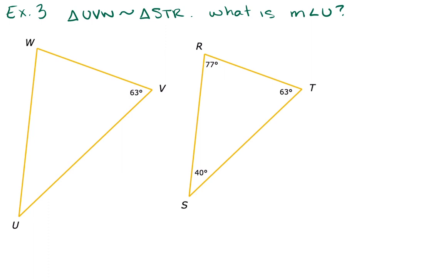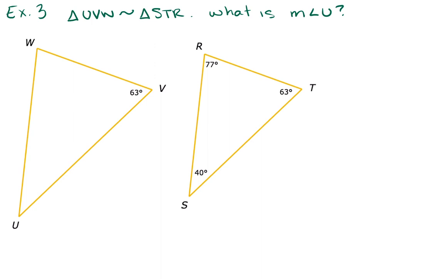In this example, we are looking at triangle UVW. The symbol is specifying that it's a triangle, is similar to triangle STR. Okay, that information is given to us in this problem. We are asked to find the measure of angle U.